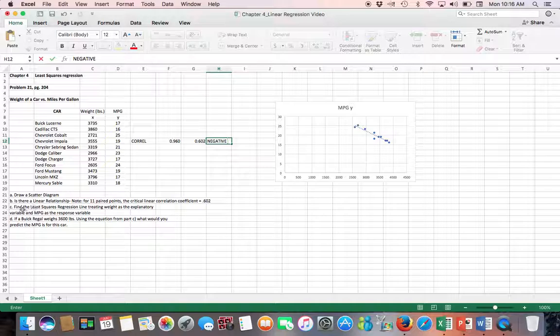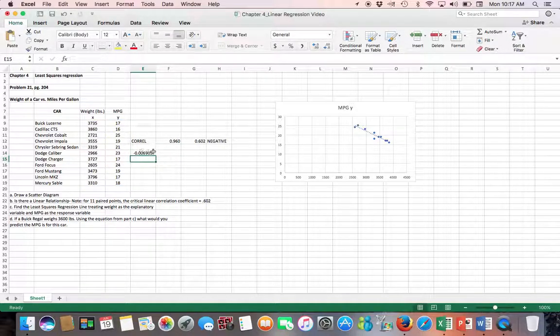we do indeed have a negative linear relationship. Part C asks us to find the least squares regression line, treating weight as the explanatory variable and miles per gallon as the response variable. So what we need to do is calculate the slope. So we hit slope. Now notice here it says known y's and known x's. So basically it's looking for all the y's, comma, all the x's. We expect a negative number because we have a negative linear relationship.